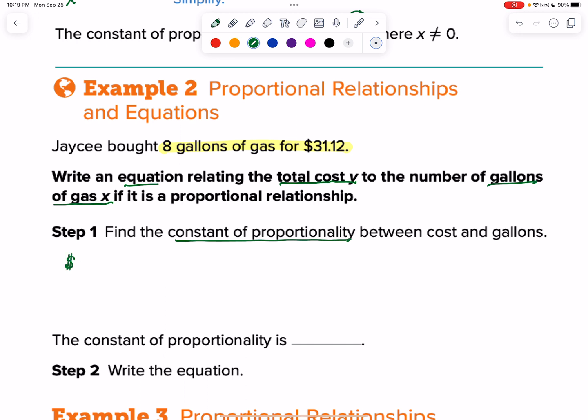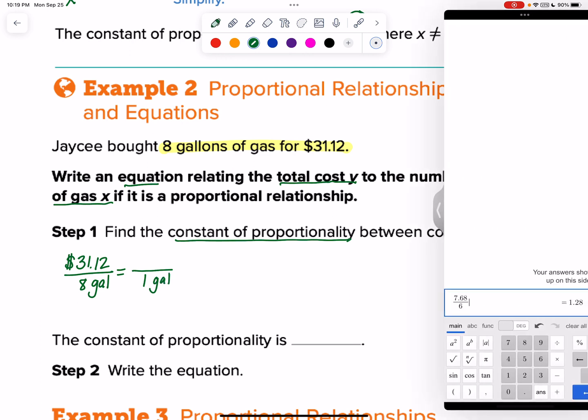Okay, so we have $31.12 over 8 gallons. Okay, and we want to make a unit rate. Okay, so how do we find unit rates? Numerator divided by the denominator. That goes on top, and it's always going to be over 1 gallon.